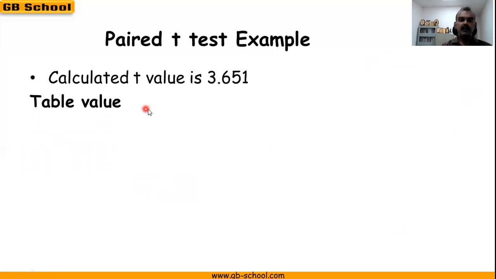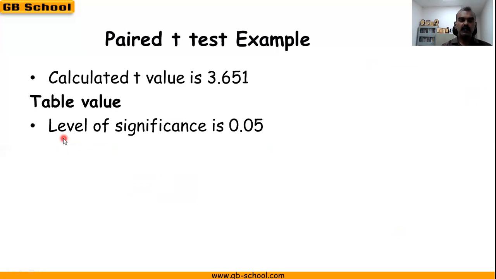Next, find out the table value. To get the table value, we need the level of significance, 0.05. Then we need DF, the degrees of freedom. Here in the paired t-test, the formula is n minus 1, that is 5 minus 1, which is 4. DF is 4. For 4 DF at the 0.05 level of significance, let's find out the table value.